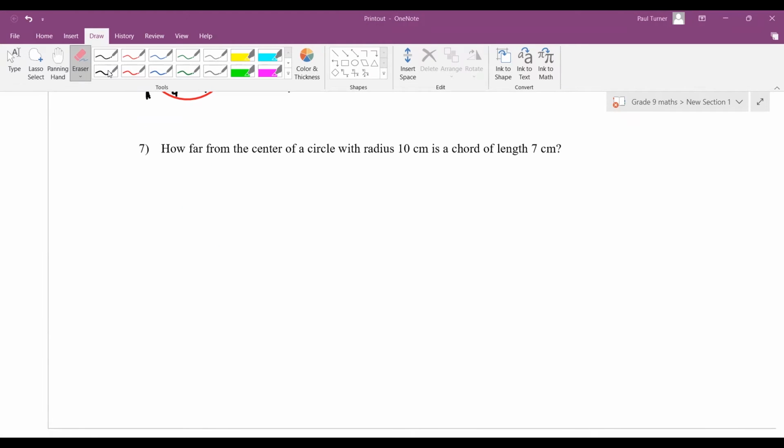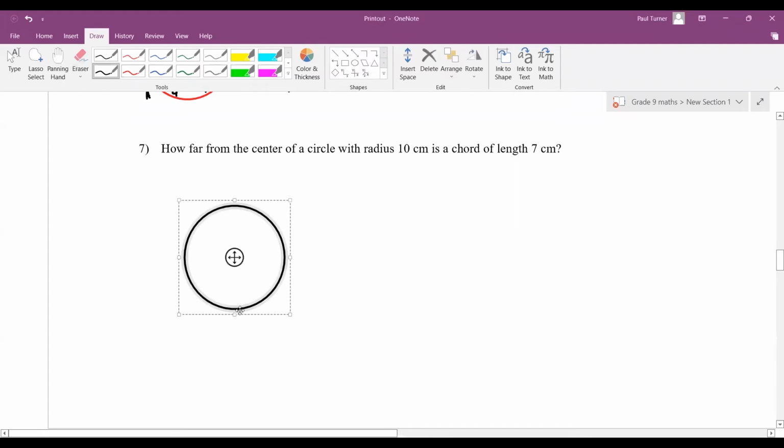Okay, so for question 7, we will construct a circle first. We'll make a circle like that. And we want to find how far from the center of a circle with radius 10 centimeters. So the radius is 10 centimeters and the chord length is 7 centimeters. And we want to know how far this chord is from the center of the circle. So we have a circle here already. We'll put a chord in anywhere you like.